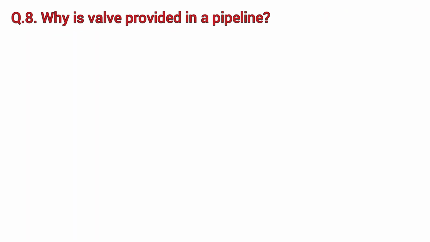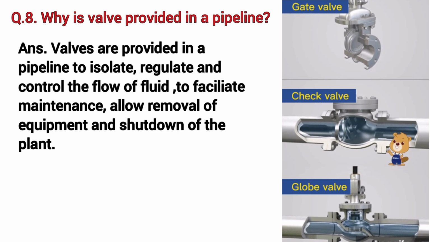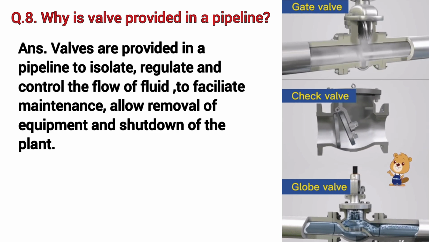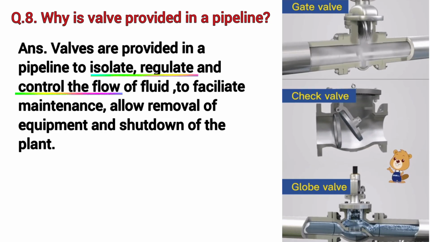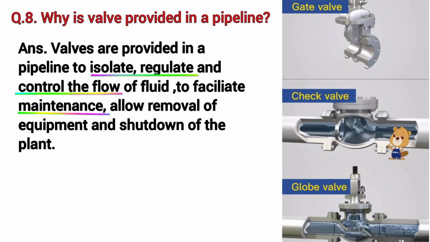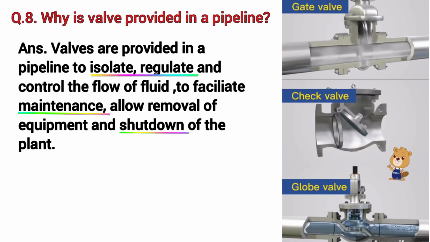Why is a valve provided in a pipeline? Valves are provided in a pipeline to isolate, regulate and control the flow of fluid to facilitate maintenance, allow removal of equipment and shutdown of the plant.